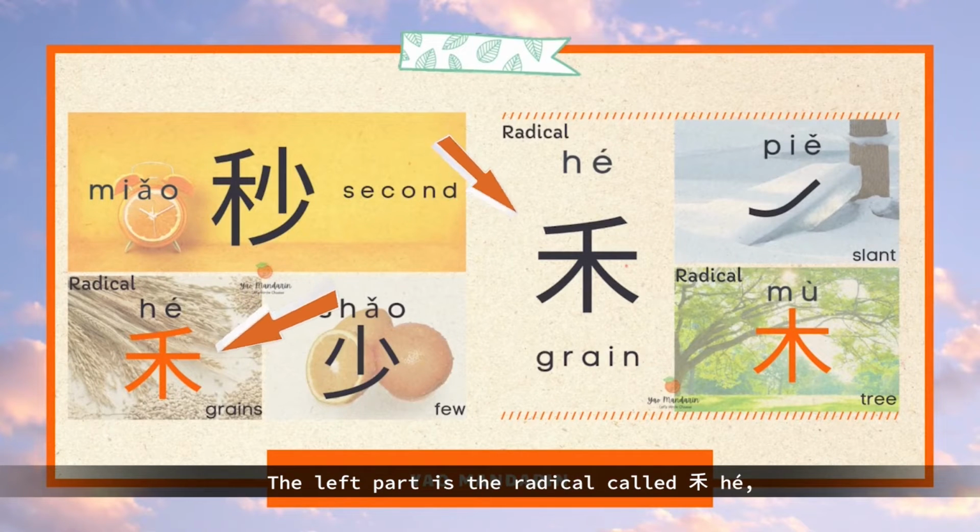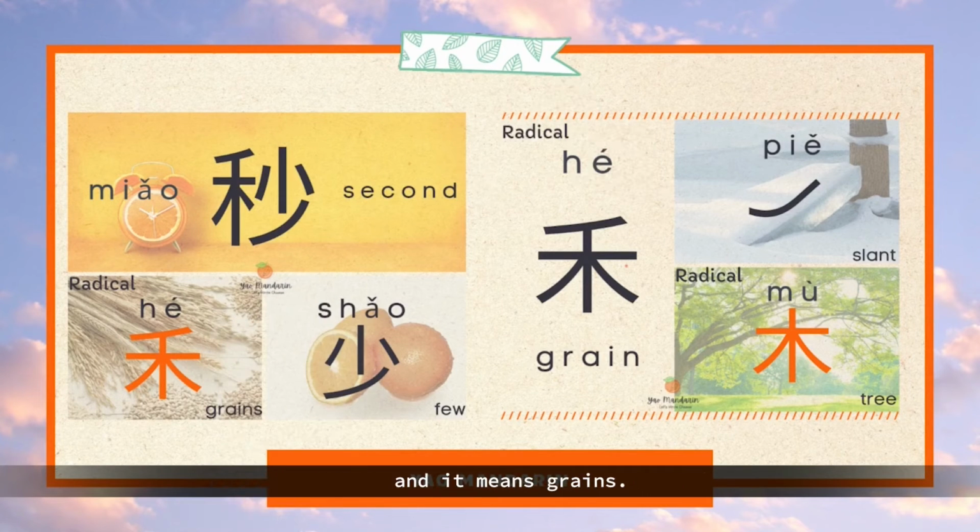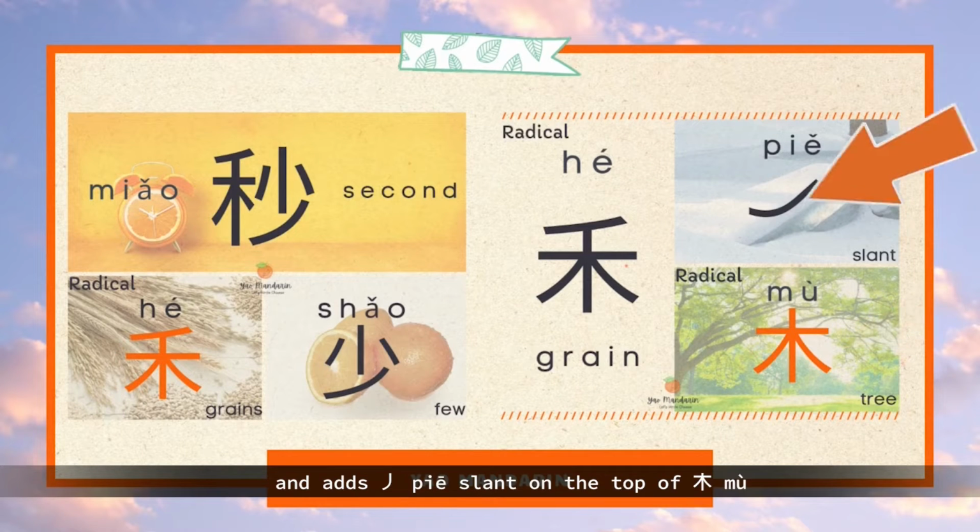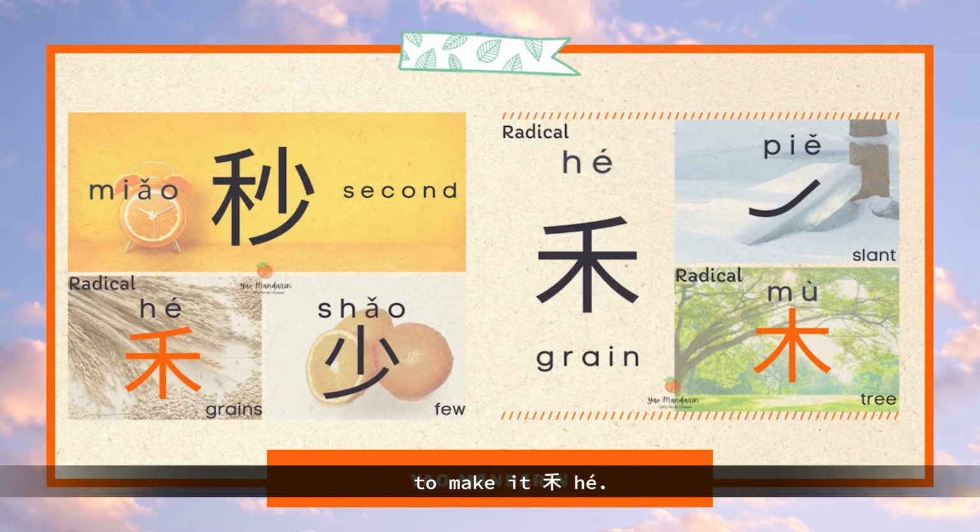The left part is the radical called 和 and it means grains. The lower part is 木 and adds 撇 on the top of 木 to make it 和. To memorize 和, you may imagine when the grains are straw, yellow colored, they bow their heads.